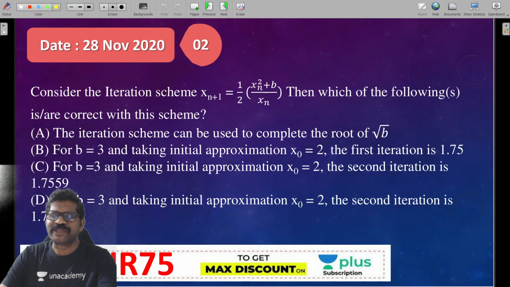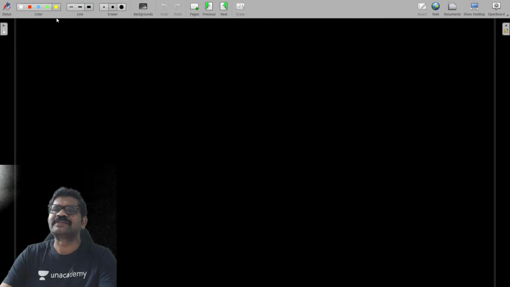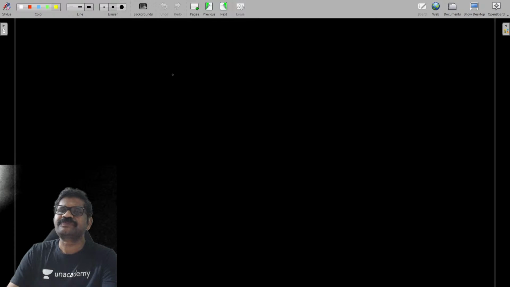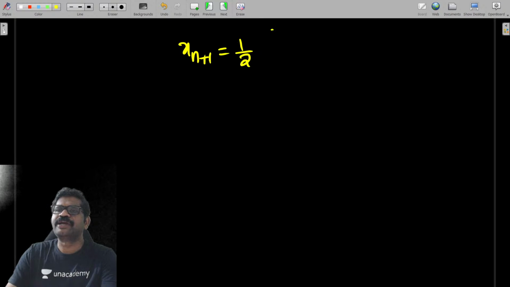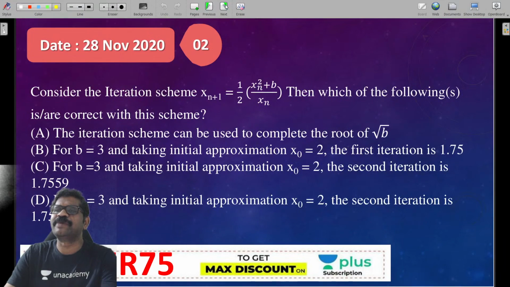Now, consider the iteration scheme xn plus 1 equal to 1 by 2 of xn square plus b by xn. The iteration scheme can be used to compute the root of b. By taking b equal to 3, first approximation is x naught equal to 2, then the first iteration value we have to calculate. So first I am going to write the iteration scheme, xn plus 1 equal to 1 by 2 of xn square plus b by xn.